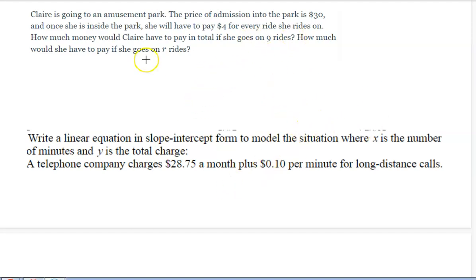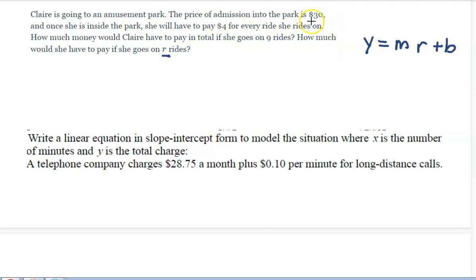Okay, anyway, how much would Claire have to pay in total if she goes on 9 rides? How much would she have to pay if she goes on all rides? So in this case, our equation looks like this. y equals mx plus b, but they want us to use r here, so we're going to go y equals m r plus b.